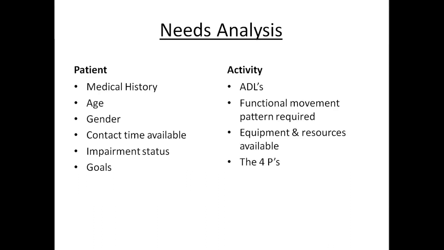So in terms of a needs analysis, we've got to match the patient and the activity, so that will depend on their medical history, their age, gender, the amount of time you have available with them, also their impairment status and their goals. Okay, you might be working with a Paralympic athlete who has a significant impairment status, but they can perform at very high level. You might be working with an able-bodied person whose goal is simply just to climb the stairs.